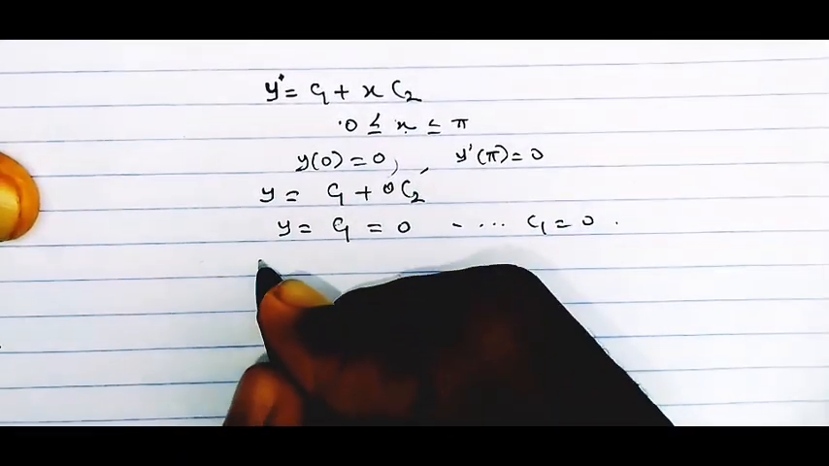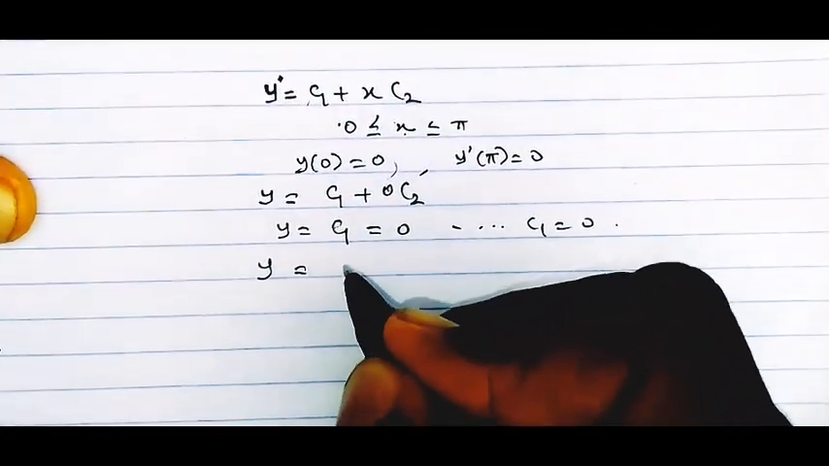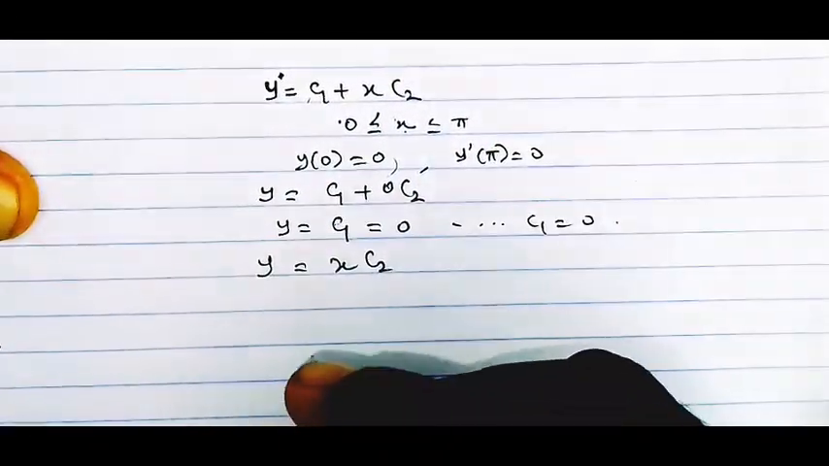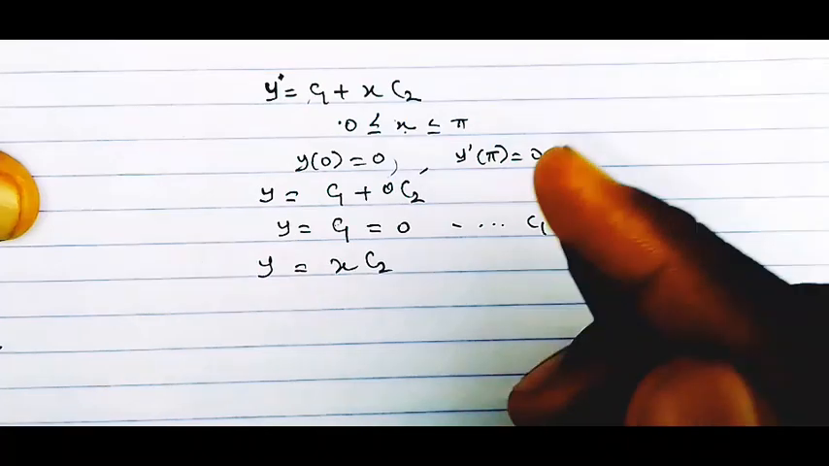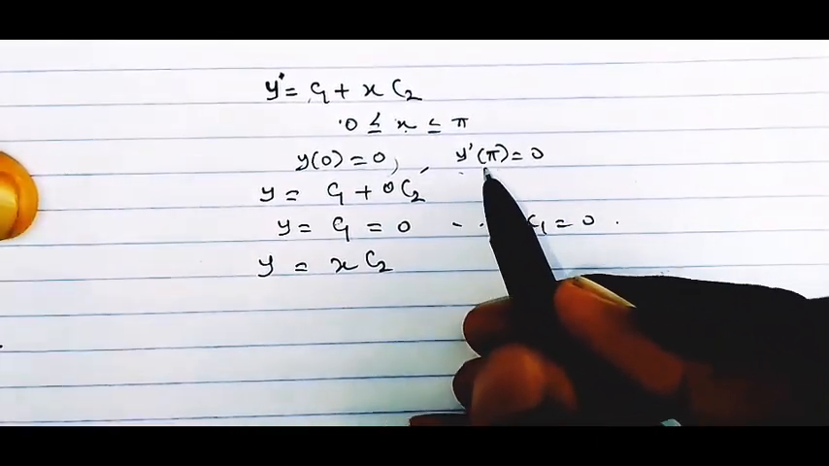For our second boundary condition, since c1 is equal to 0, there is no need to rewrite it into the equation. So you can just put x c2, right? So when x is equal to pi, our second boundary condition says y prime is a function of pi.